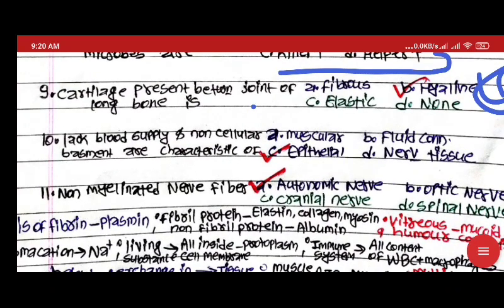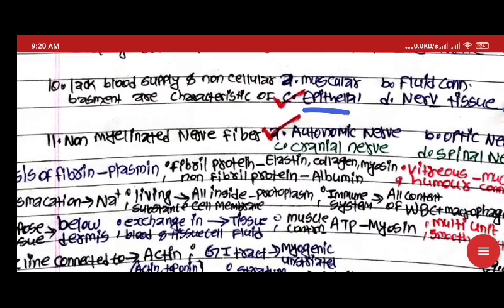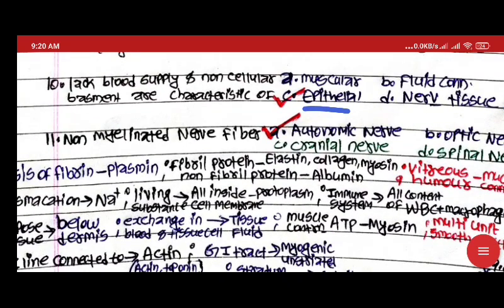Now lack blood supply and non-cellular basement membranes are. You can choose nervous tissue, because in nervous tissue also no cellular basement, but this is not the correct option. The correct option is epithelial, because of lack of blood supply and non-cellular basement membrane. That cell is not on the what? On the basement membrane here. Non-vascular.